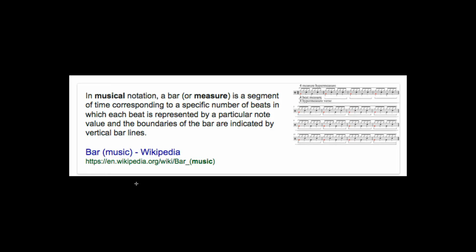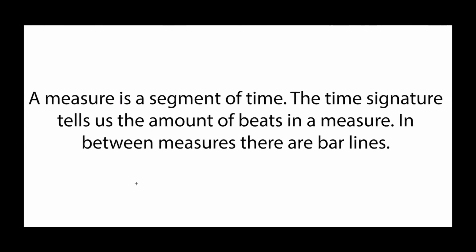So what I did is I made a simpler definition of a measure in music. And I came up with this. A measure is a segment of time. The time signature tells us the amount of beats in a measure, and in between measures, there are bar lines. Now this still might seem a little confusing, but I'm going to go to a next slide to kind of explain this a little bit more for you.